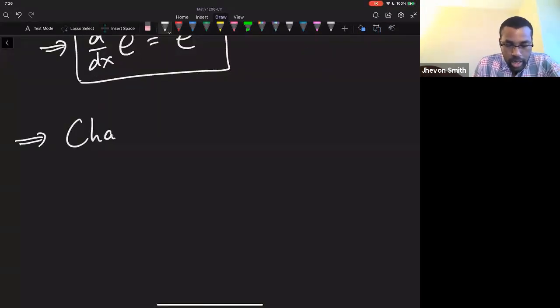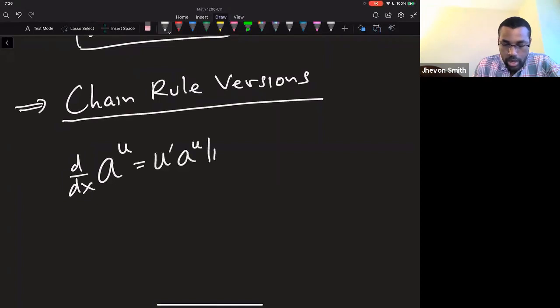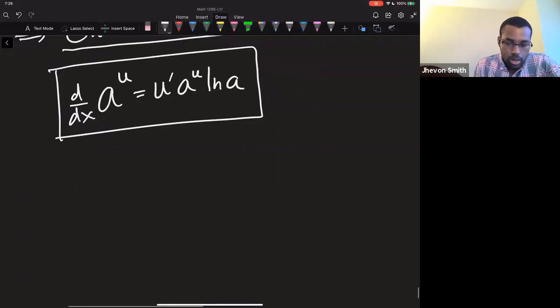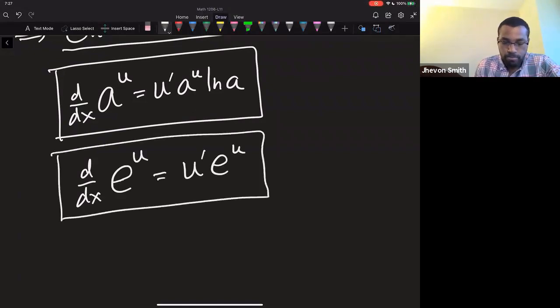Notice this also applies to chain rule versions. The derivative of a to the u is u prime a to the u ln a. And the derivative of e to the u is u prime e to the u. So the derivative of e to a function is the derivative of that function times the exponential, right?